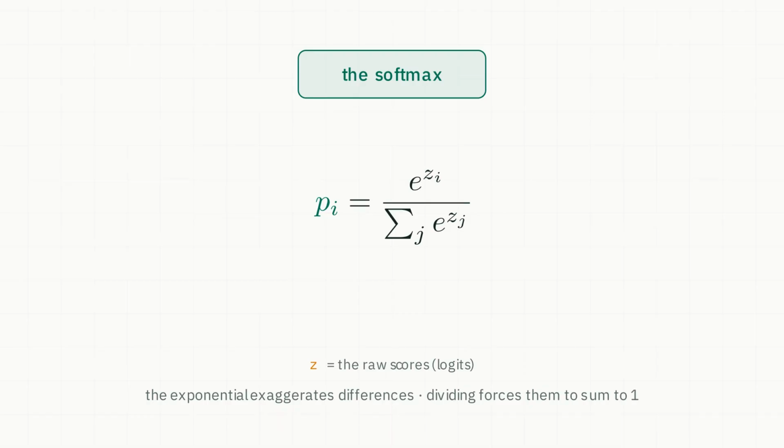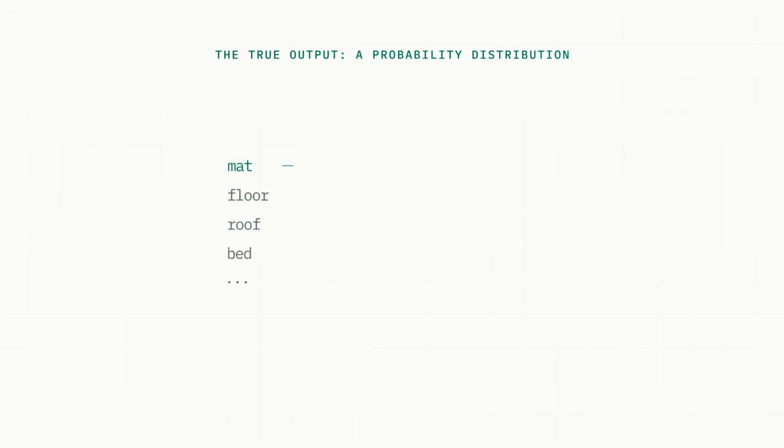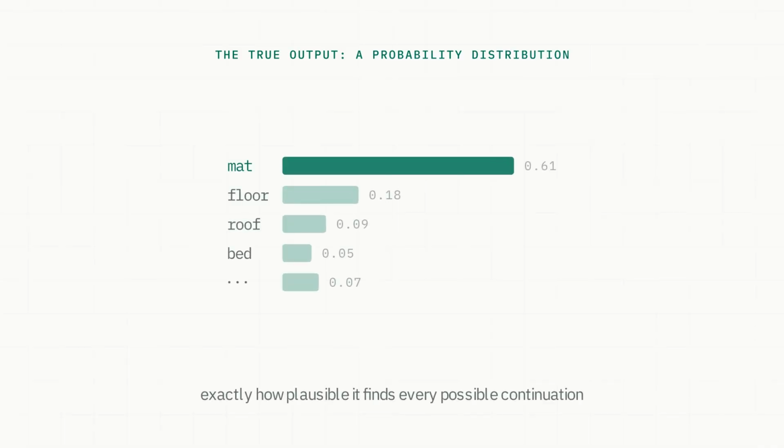So the true output of a language model at every step is this: a probability distribution over the entire vocabulary, mat 61%, floor 18%, roof 9%, and a tiny sliver of probability spread across all 50,000 other tokens, including the absurd ones. The model isn't certain, it's expressing with numbers exactly how plausible it finds every possible continuation. To actually generate text, you then just sample a token from this distribution and repeat, but for training, this full distribution is precisely what we need.